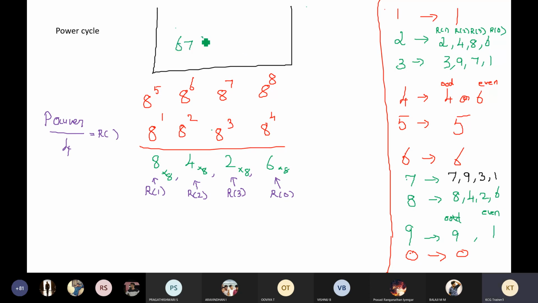So the logic is again the same. Let's say, for example, 678 power 789. Can you guys tell me what is the last digit here? Power value divided by 4. Find out the remainder. Based on the remainder, you can find out the last digit. That's all.